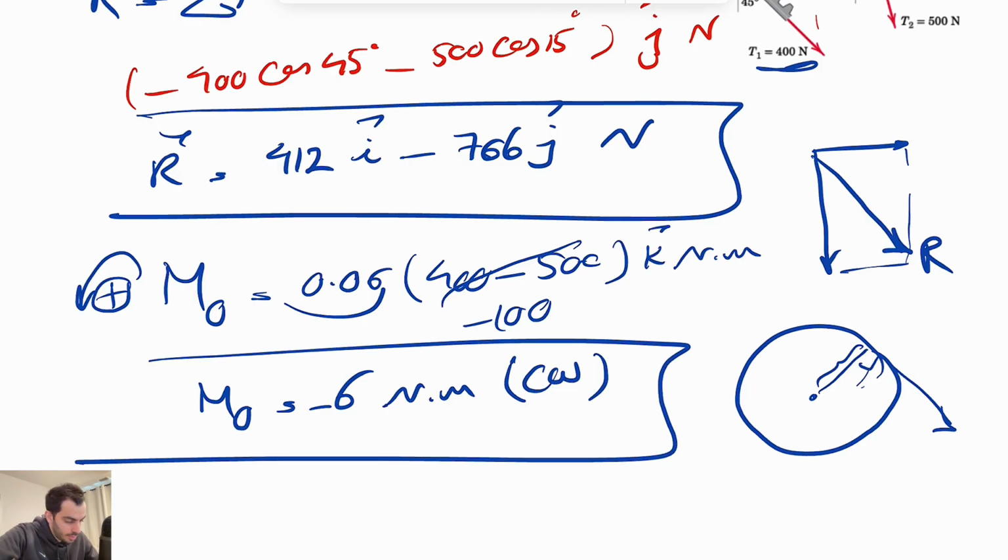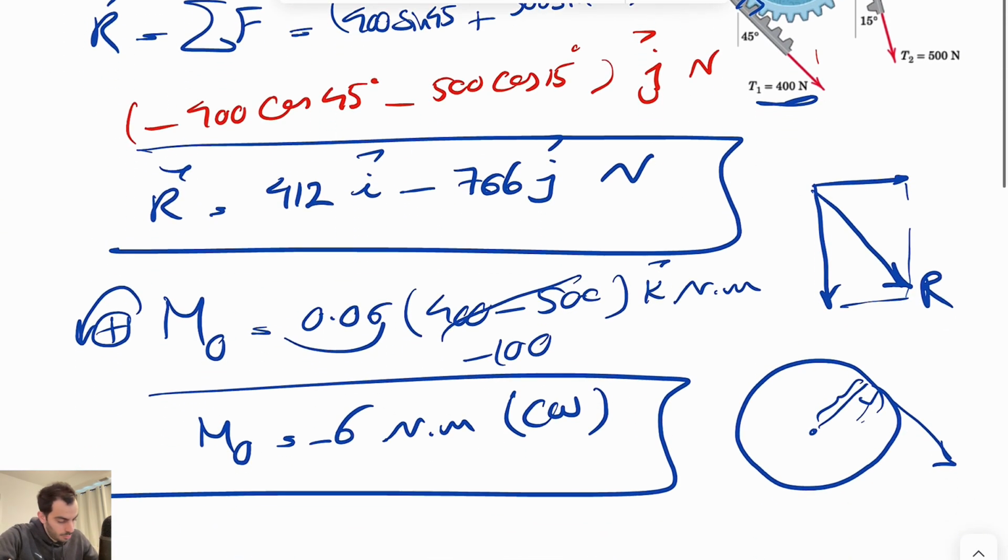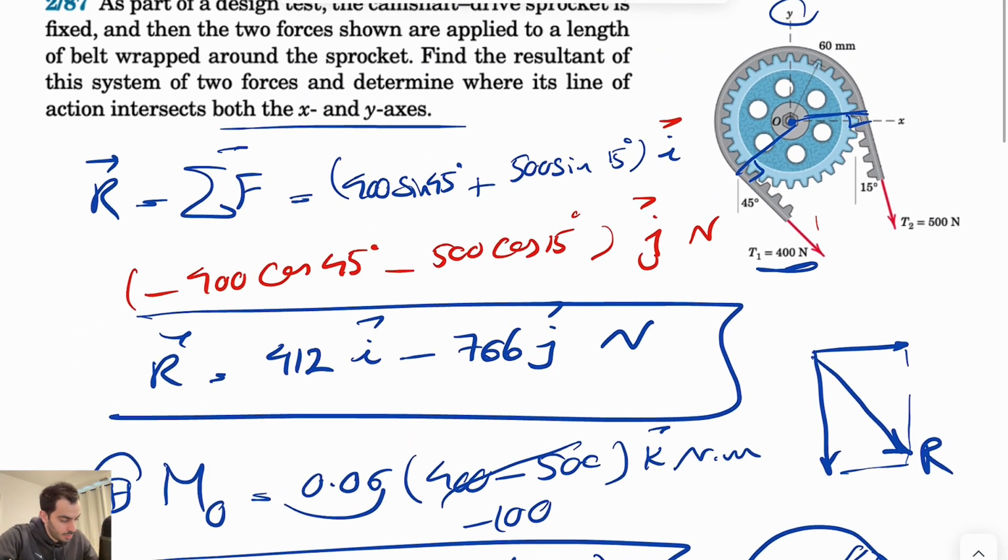Now that we know the moment is clockwise, we have to decide which R we should take. We know the direction of R is this one, in this direction. Because the moment is clockwise, we have to go with the top one, not the bottom one. That's how we're going to find the x and y intercepts. This is going to be the line of action of the force.